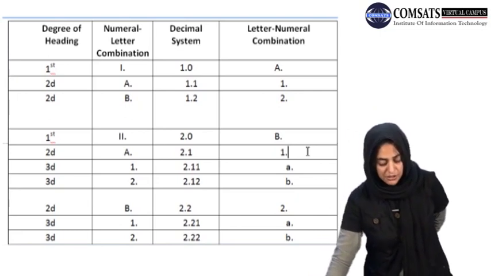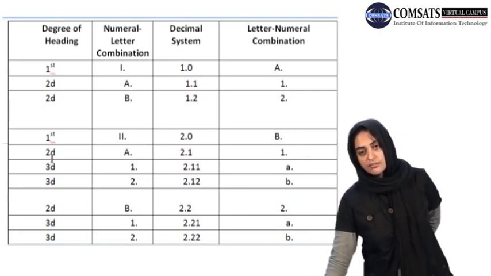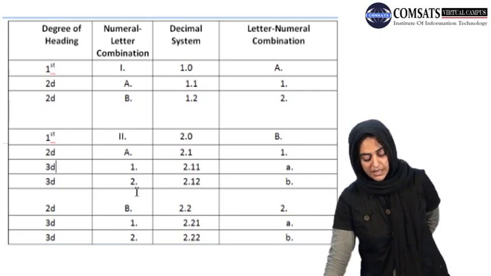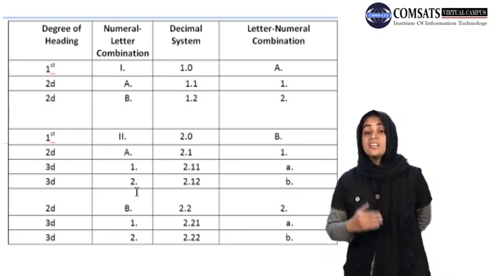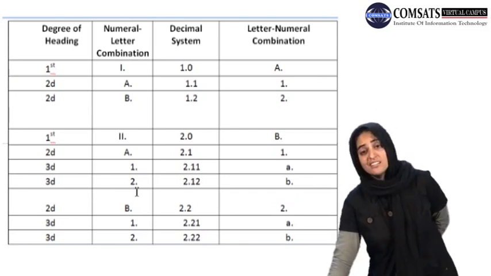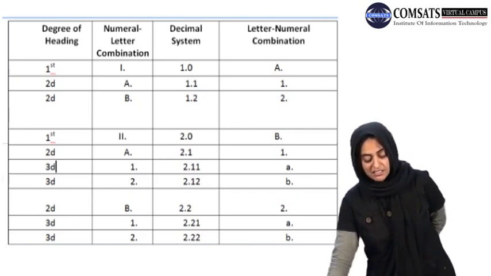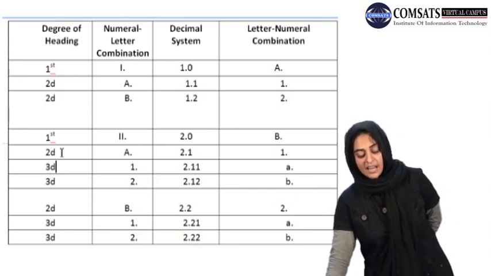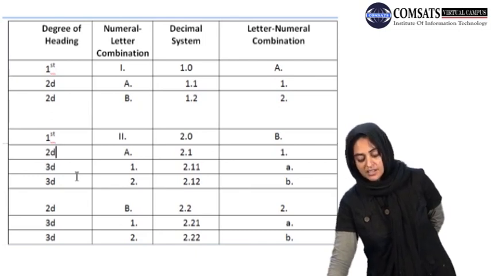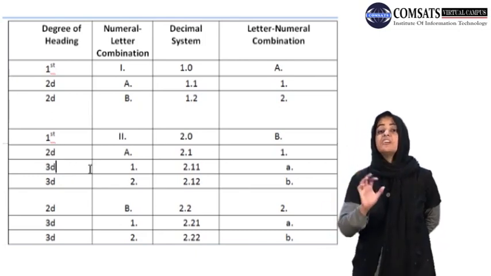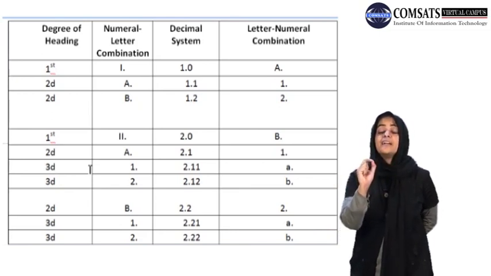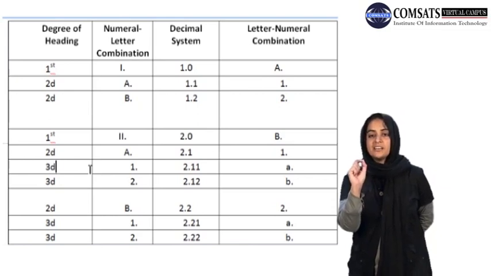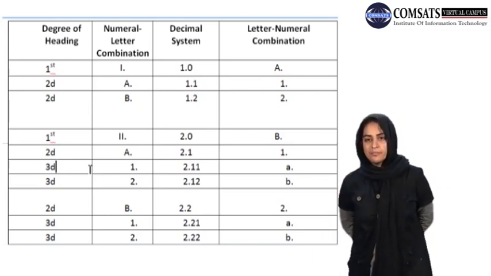Then, dear students, after the second degree we are having the third degree of heading. Now this third degree is a lower degree of heading as compared to the second degree. So this third degree, as you can see on the table, is making the subheading of this second degree. As per the rules of letter numeral combination style, whenever you are having third degree headings in your report, you label them with small letters a, b, c, d and a dot in front of them.